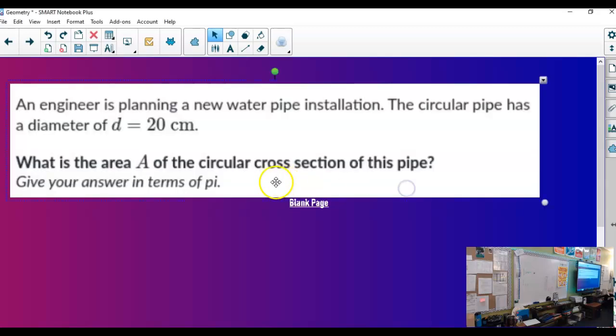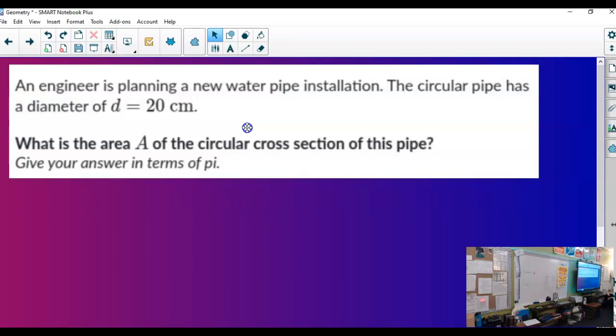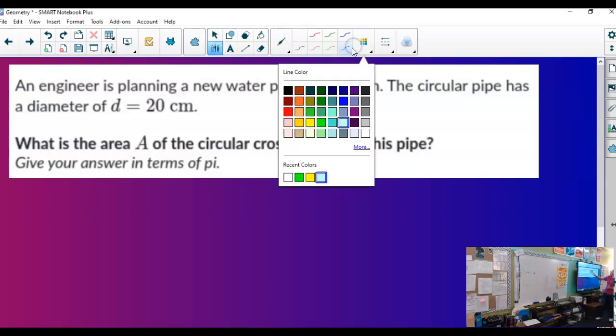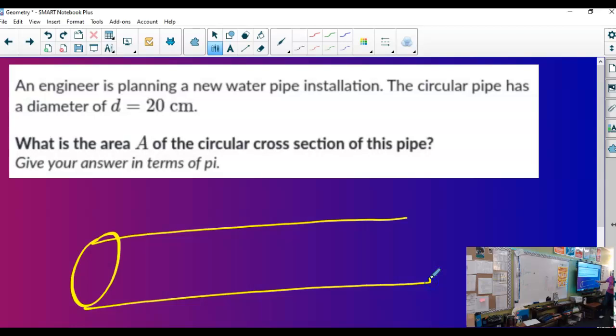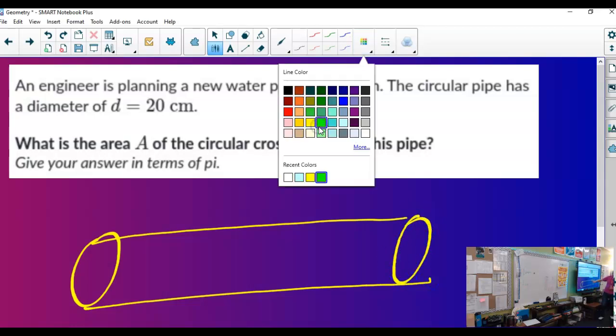Ooh, now, with problems like this, I again think it might be coming back to vocab that we're not 100% certain of. So an engineer is planning a new water pipe install. The circular pipe has a diameter of 20 centimeters. Cross section is what they start talking about. A cross section, if we imagine a pipe, not a great drawn pipe. Drawing 3D stuff.